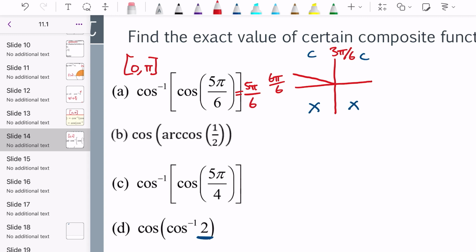For our cosine, we're once again going to take a look at our range, which would be from -1 to +1. Our value of 1/2 does fall within that range, which means we would go ahead and have 1/2 as our answer.